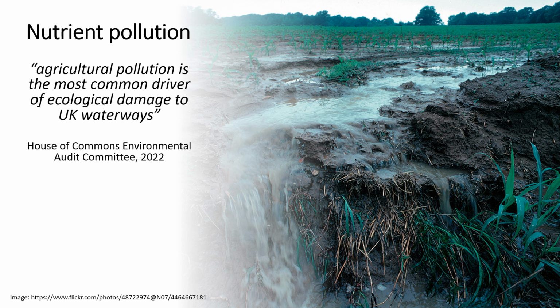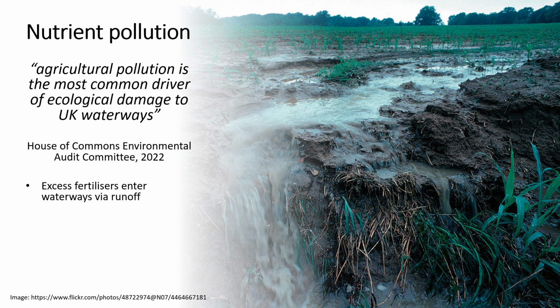According to the House of Commons Environmental Audit Committee in the UK, agricultural pollution is the most common driver of ecological damage to UK waterways. And that's why the UK government introduced a legally binding target to reduce nitrogen and phosphorus loads from agriculture by 40% by 2038.